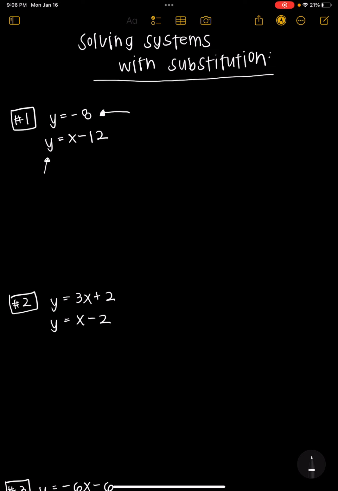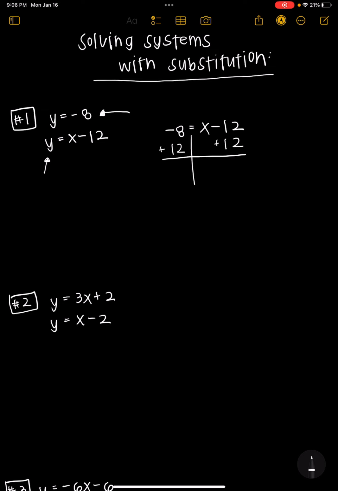And so what I can do is replace the y on the bottom with a -8 and just rewrite the equation as -8 equals x minus 12. Now I have one equation with one variable, which makes it really easy to solve. I'm going to add 12 to each side. The 12s cancel out on the right side, I'm just left with x. And -8 plus 12 on the left side gives me 4. So x is equal to 4. I'm done, because now I know that x has to be equal to 4, and y is equal to -8 because the question already told me that. Those are my two solutions.